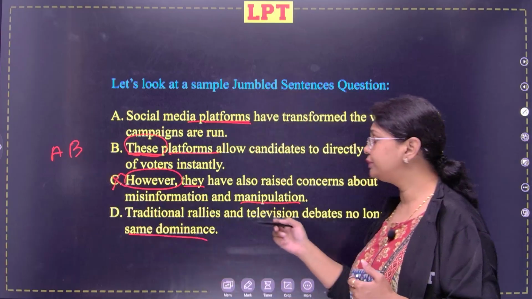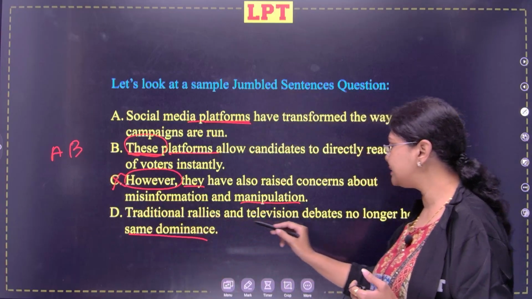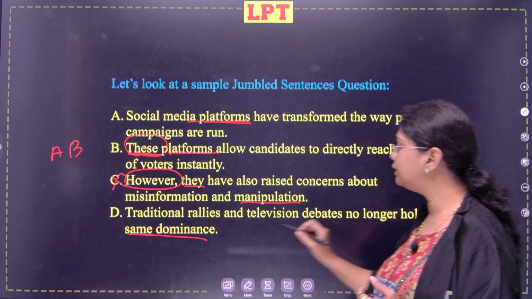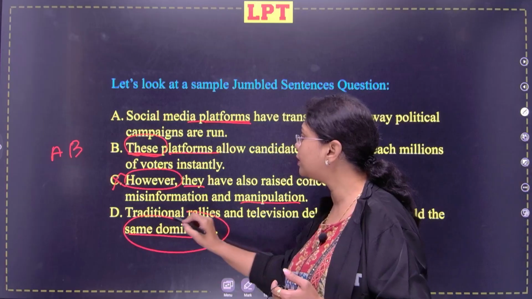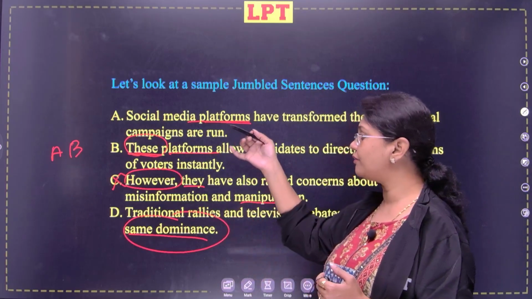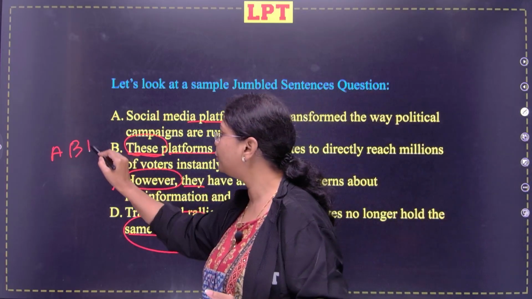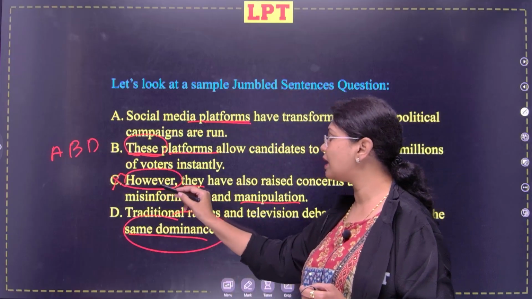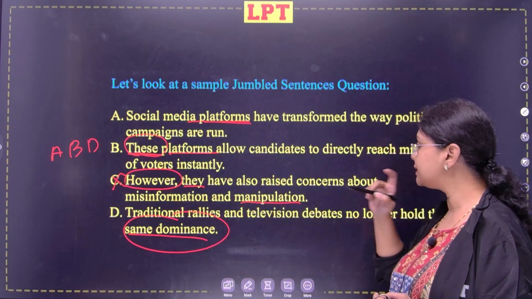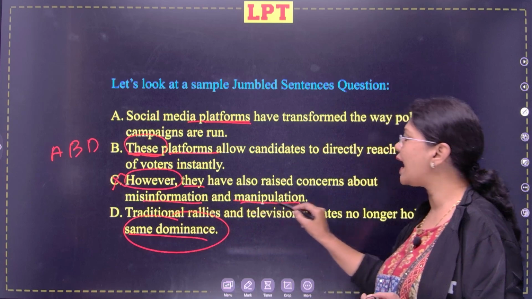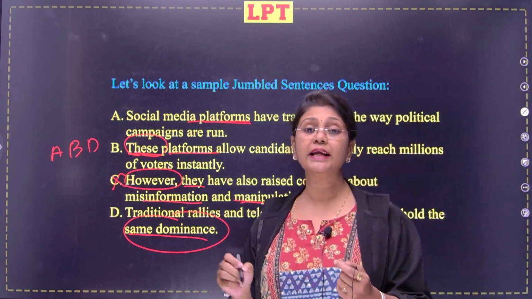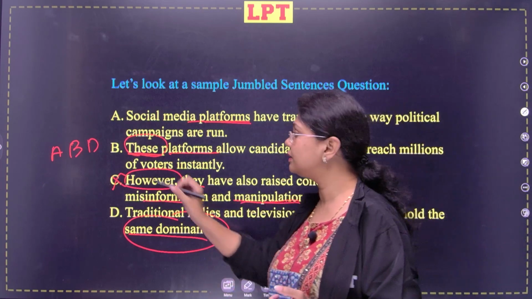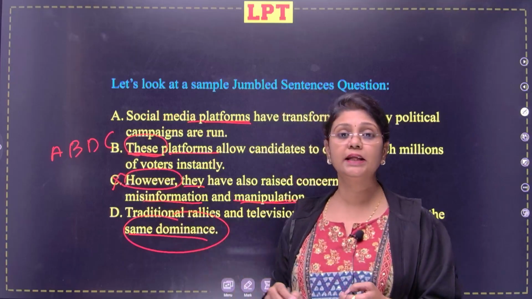Then you talk about D, which says traditional rallies and television debates no longer hold the same dominance. So it talks about what? Same dominance, which is after sentence B. So D would come here. And then you would conclude with sentence C, which is, "however, they have also raised concern about misinformation and manipulation." So the ideal sequence for this question would be A, B, D, and C.